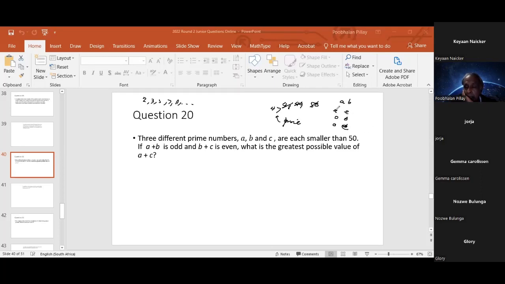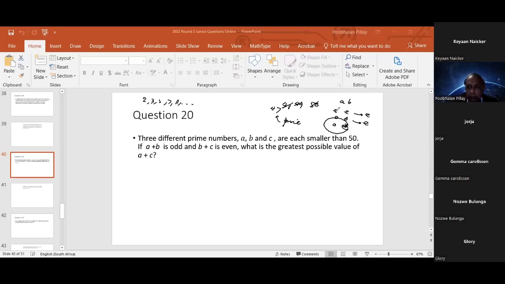Now, when you add 2 even numbers, you're going to get an even number. And when you add 2 odd numbers, you're going to get an even number again. Right? 3 plus 5 is 8. 5 plus 7 is 12. So the sum of two odd numbers is always even. But here they say that the sum is odd. So we are in this world here.